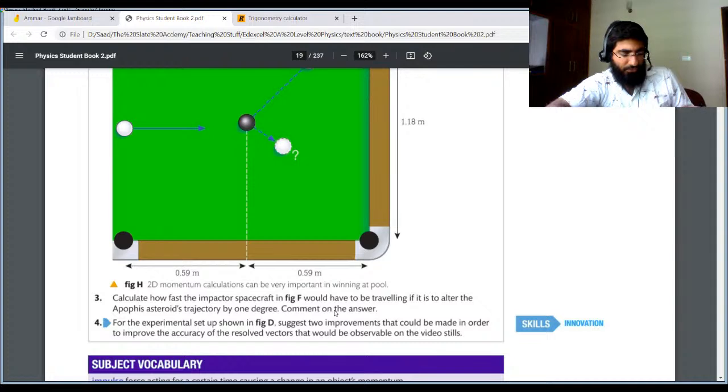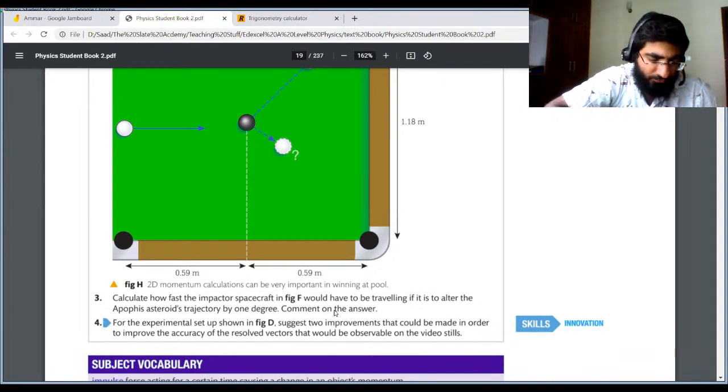It would be 0.000500179. So I just have to almost increase the speed. Yeah, so I just have to increase the speed of this thing, the impactor, to make it 1.